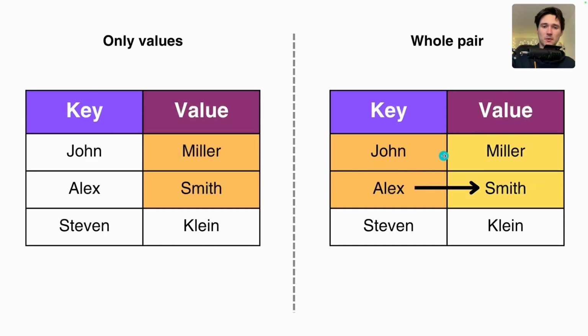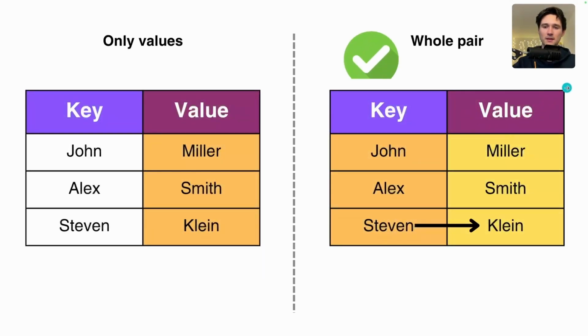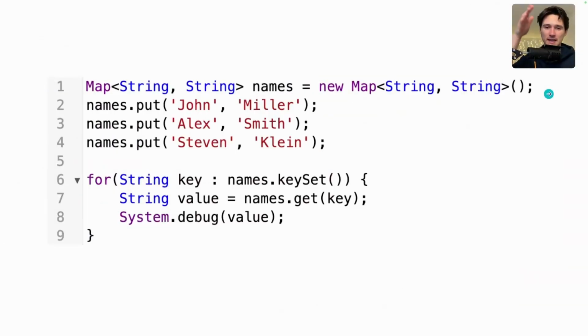Here would be step number 1, that would be step number 2. So on the right you see the right way of doing that. From Alex to Smith, so we iterate through a whole pair. Here we iterate through a whole pair again. And that's, in most cases, what we want. Here's another example of how it looks in the real world. So, for example, we have here John Miller, and then we iterate through the whole key set.